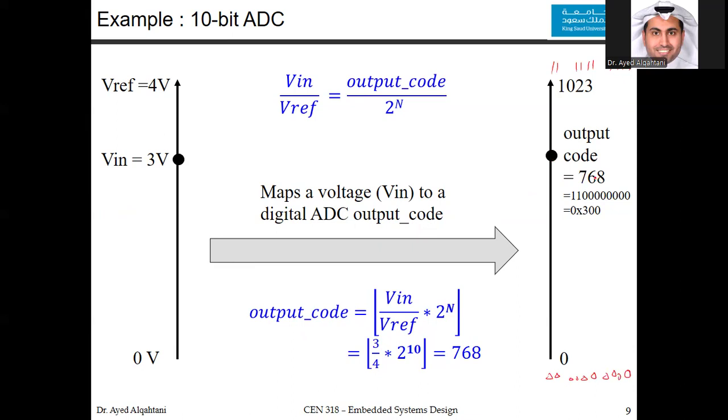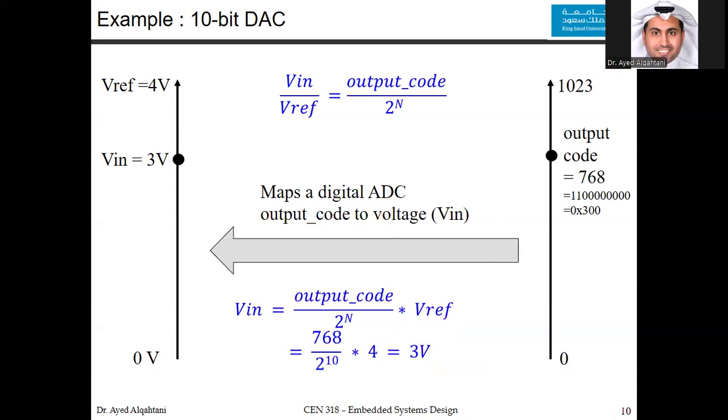You can also find out the binary value for it. You convert from decimal to binary, and you would find that there are 10 bits here. In hexadecimal, it's represented this way, 0x300. Now, let's have an example for the other way around. Here, we have the output code and we want to find the analog value.